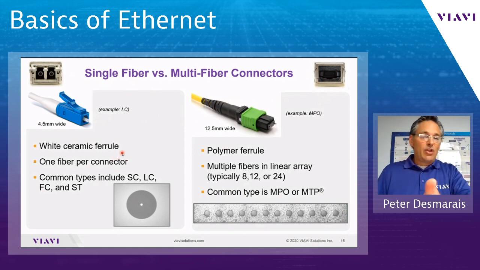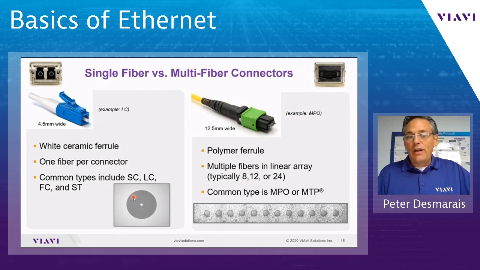One thing to note when looking at the 2 different types of fiber is one has a white ceramic ferrule, so the outside of this is nice and clean when you look at it in an inspection scope. And on the right-hand side, this has a polymer ferrule. This is actually an inspection image of an MPO using our Sidewinder, and Dave's going to do a demo on that in just a second.